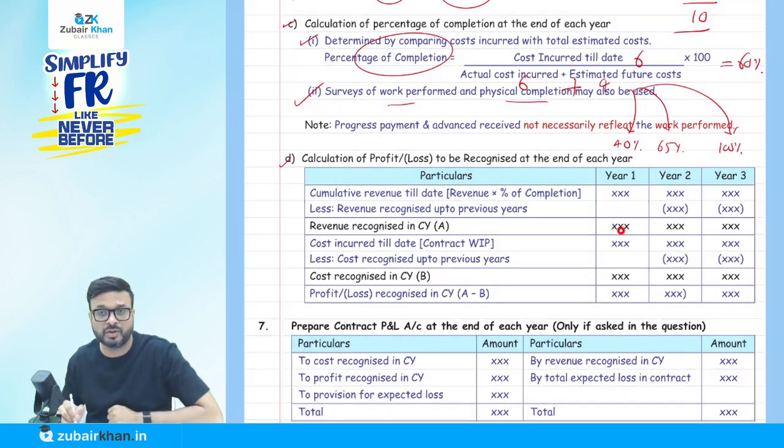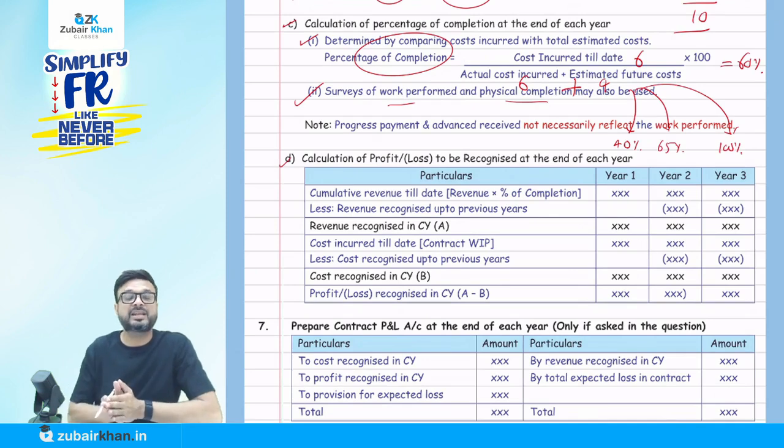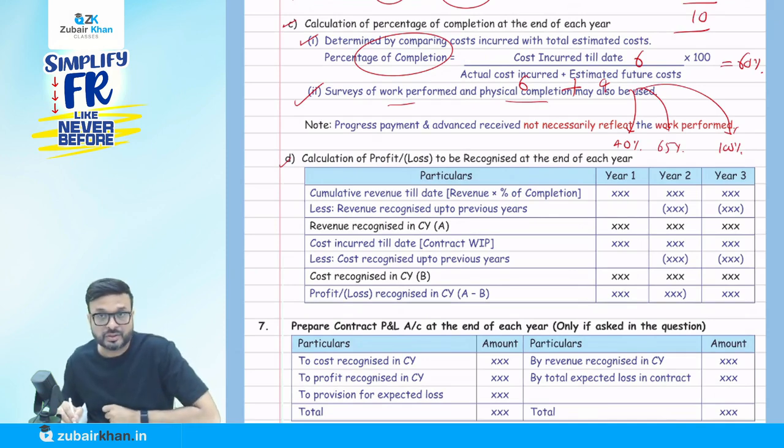So this is the revenue of the first year. This much percentage of work has been completed by the end of the first year. It belongs to the first year only, because this is the first year. We have not recognized any revenue in the past, so this is the revenue.